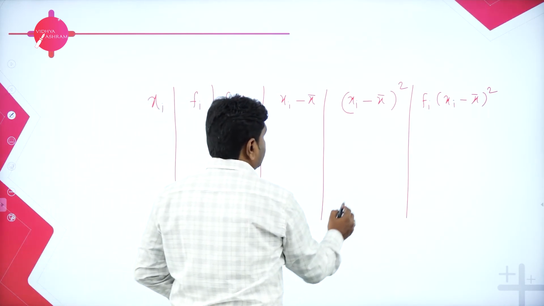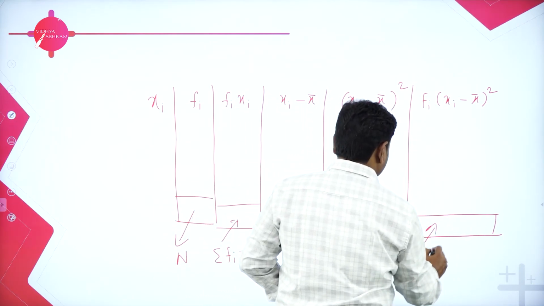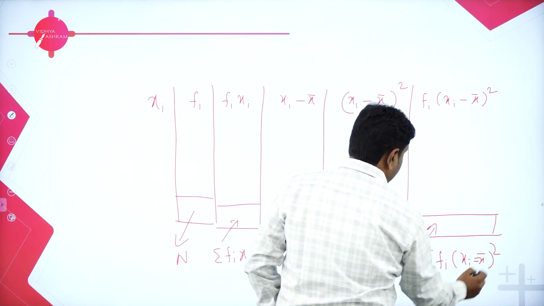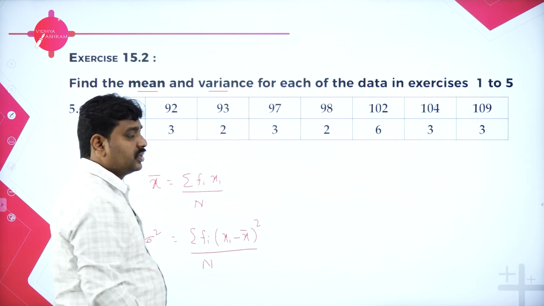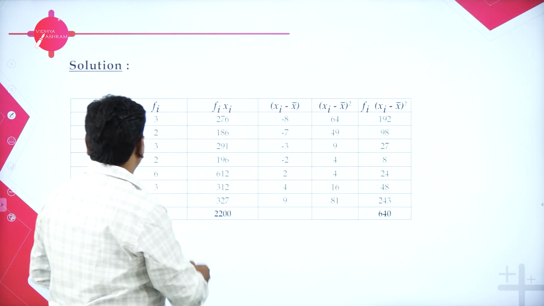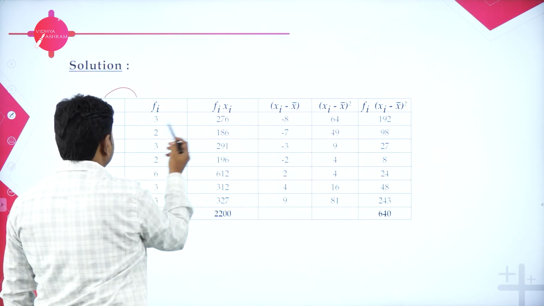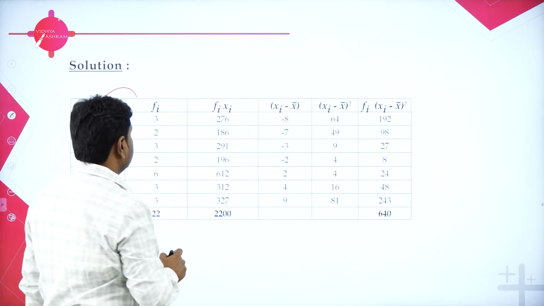And then we also need this. If we add this, we'll get sigma fi into xi minus x bar the whole square. So these columns I'm making depending on the values. Once you do this, then we have xi observations, then fi, then fi into xi. If you do 92 into 3, 276, 93 into 2, 186, like that, we'll fill this. Then xi minus x bar.